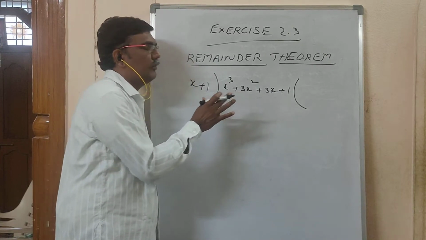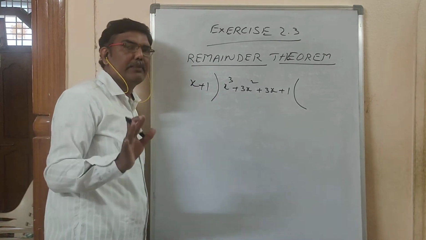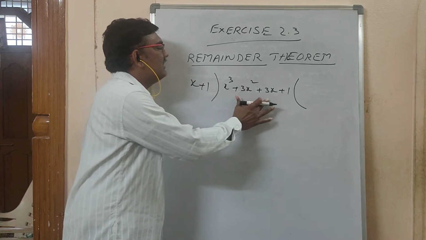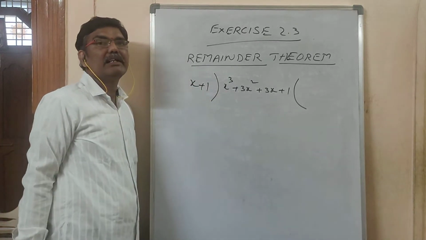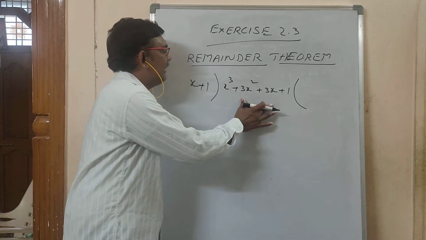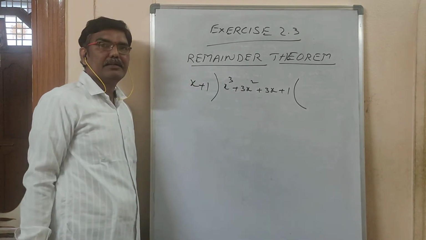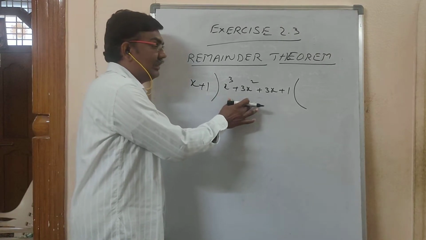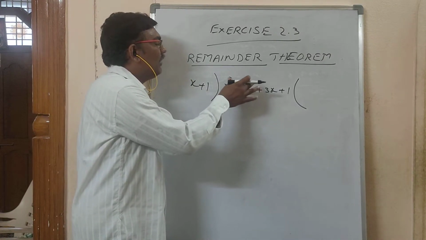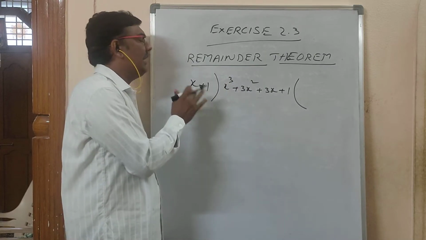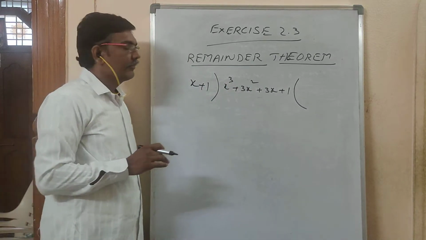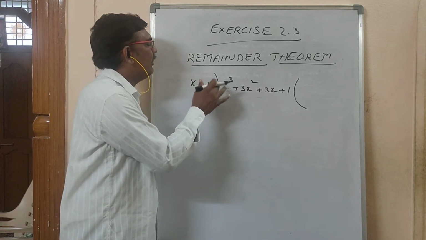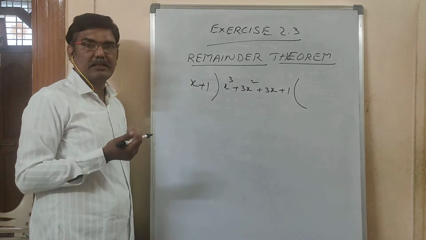Try to understand perfectly. Remainder theorem is very important. I am taking two polynomials. One is the dividend, the other is the divisor. Now what we have to do, we will see. Without division, I will write the remainder. Without division, how can we write the remainder, we will see it.